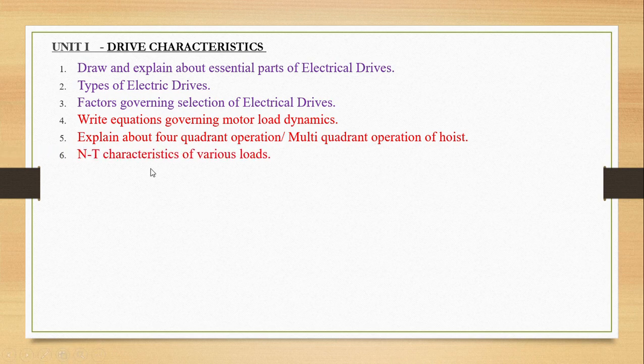NT characteristics of various loads. We have considered 4 loads. First one, constant torque. Next one, torque directly proportional to speed. Third one, torque directly proportional to square of speed. Last one, torque inversely proportional to speed. You have to draw speed torque characteristics for all of these loads.